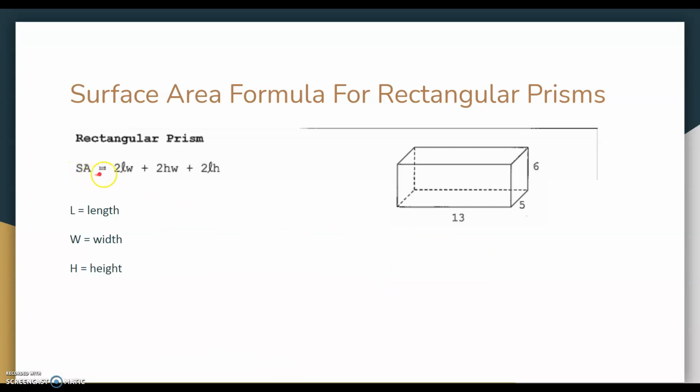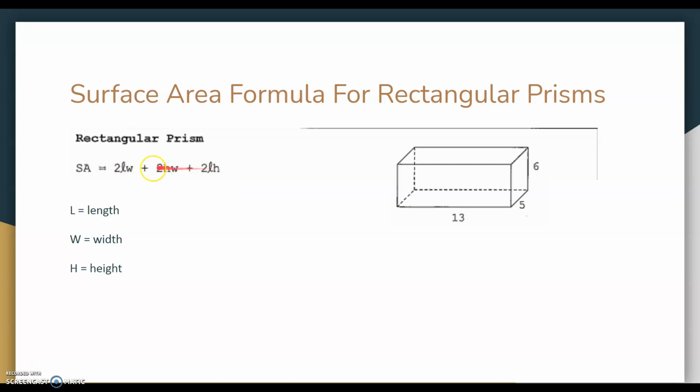So here is the surface area formula for a rectangular prism, and that is surface area equals 2 times LW plus 2 times HW plus 2 times LH. And remember, whenever numbers and variables are shoved up next to each other, that means that you're multiplying. So all three of these are multiplying, all three of these are multiplying, and all three of these are multiplying, okay?